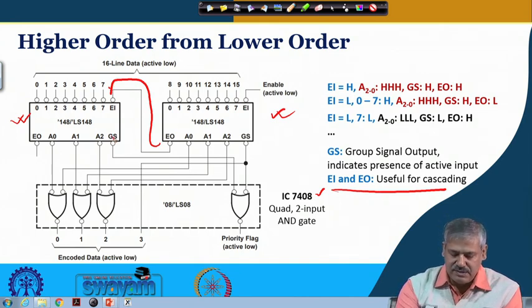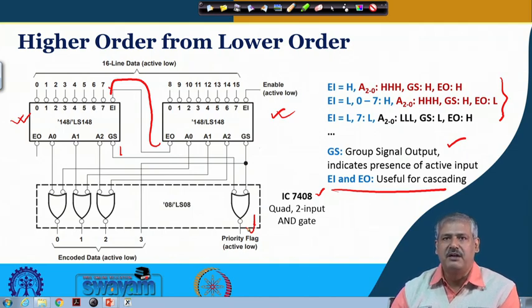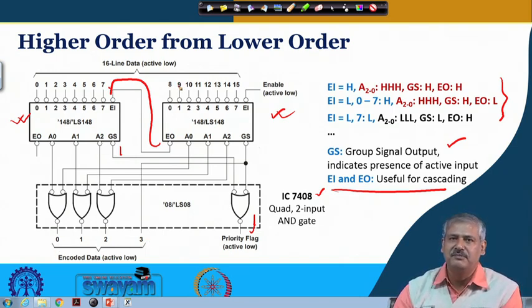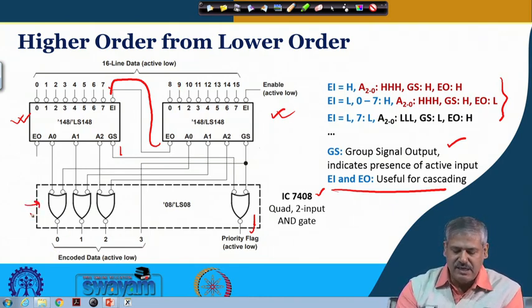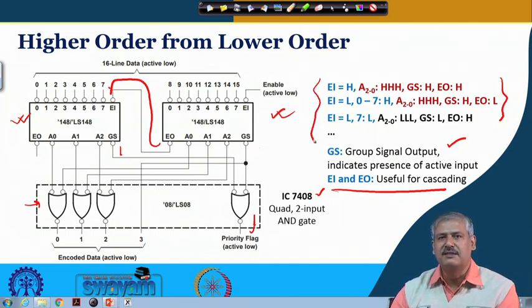Okay. This GS, group signal output, we have seen the truth table and its description before. So, this GS and the other GS are coming together, and this is mentioning the priority flag, that the priority is being provided here. And the outputs now, because it is 16, encoding will be done by 4 outputs. So, these are the 4 outputs, and these are the AND gates, these 3 AND gates, and this is coming directly from GS.